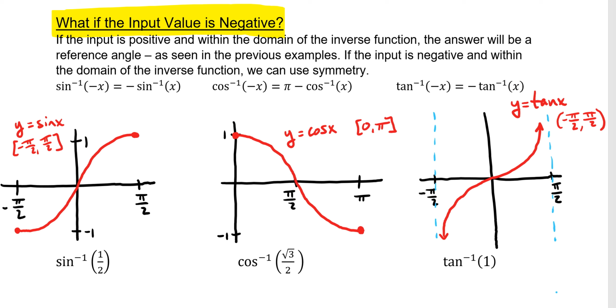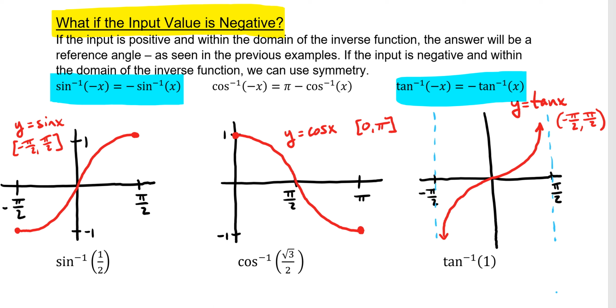Before we see the examples, let's look at sine inverse and tangent inverse together. The reason I'm looking at sine and tangent inverse together is because they have the same type of symmetry, and we restrict the domains over the same interval. Sine and tangent are both odd functions, and we restrict them both from negative pi/2 to pi/2, right?